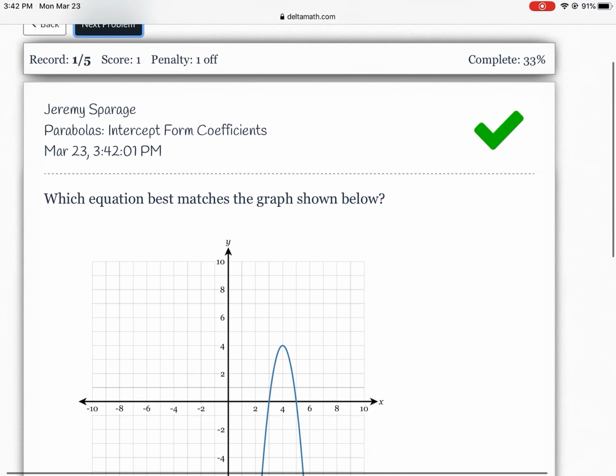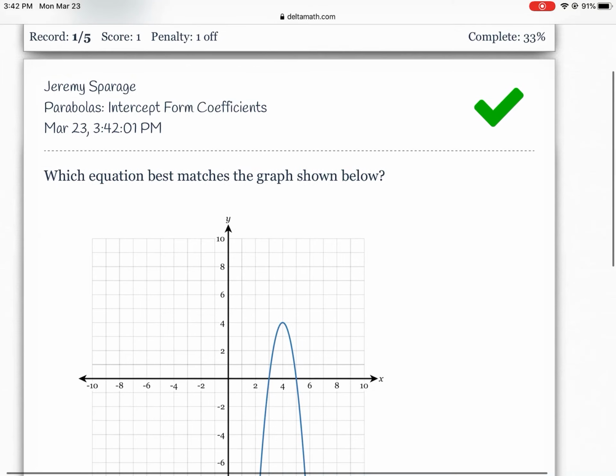Okay. So with these problems, you want to first identify whether or not you should have a negative sign. And you tell that if the parabola is upside down, it's a negative sign. If it's right side up, it is not a negative sign. And then you look at your two intercepts. Sometimes you'll have one intercept, sometimes you'll have any number of intercepts. But we'll see in the next problem another example.